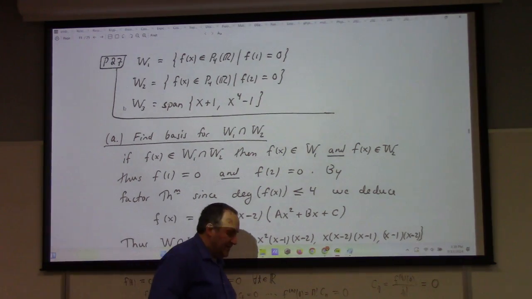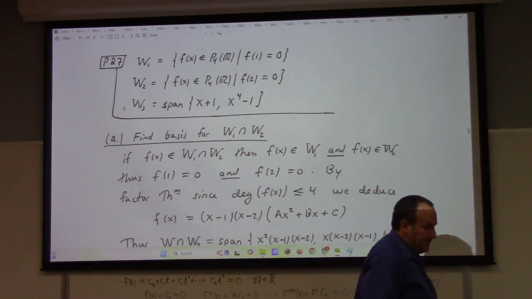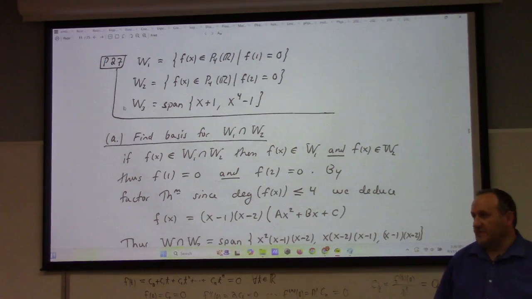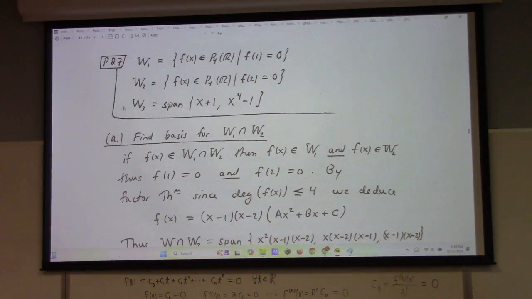Things that could catch you off guard if you're not ready. All right. So the purpose of 27 is to explore the question of intersection of subspaces. Like, how do you find the basis for intersection? And so essentially part A is easy because W1 and W2 are both characterized by equations. How do you make both equations true? Just apply both at the same time, right?